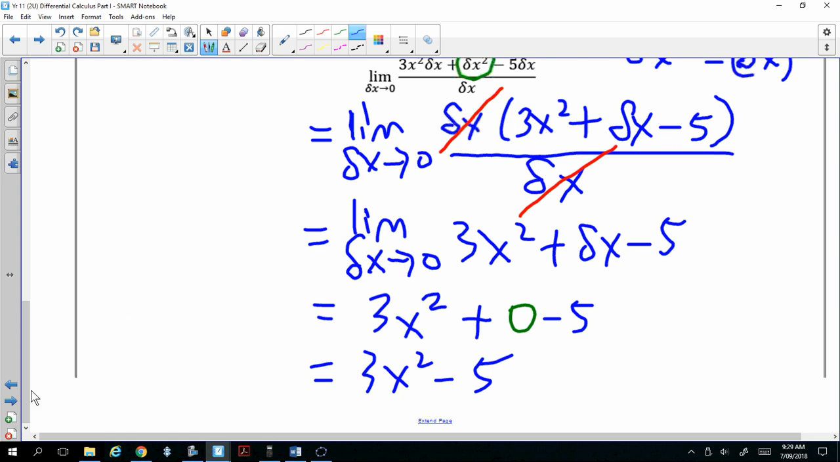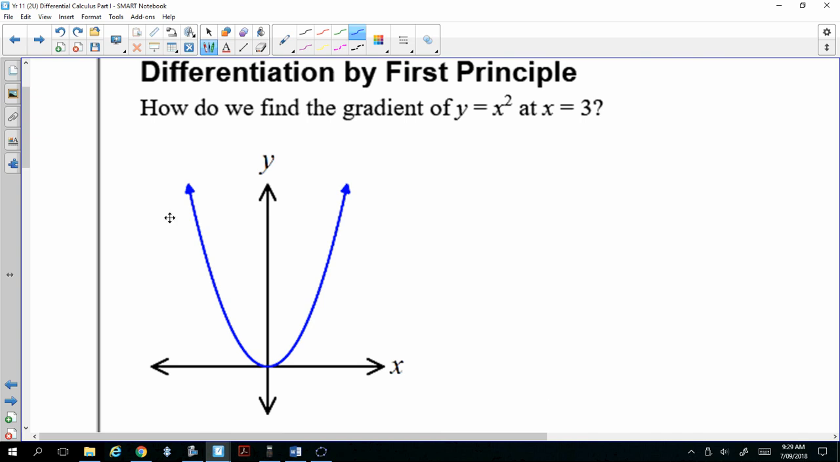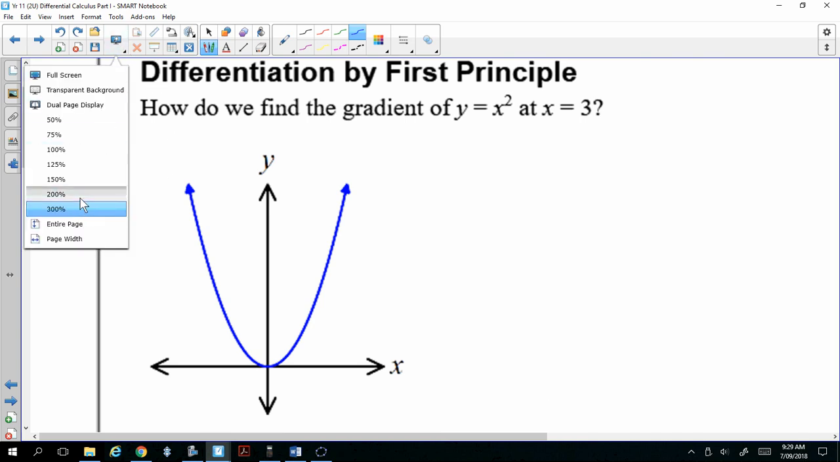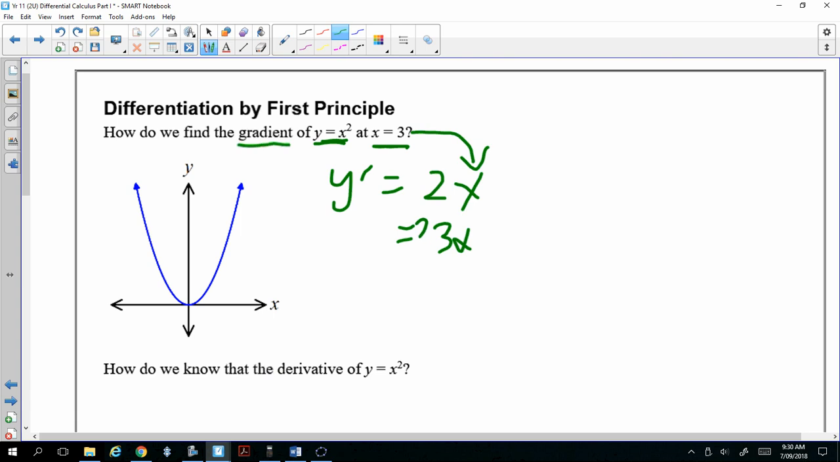On page 10. Now, before we do that, let's link to our previous knowledge. The question is, how do I find the gradient at 3? How do you find the gradient at 3? Yeah, but that's the y value, not the gradient. How do you find the gradient? We look at the derivative, right? And then substitute 3, and what do you get? 6.